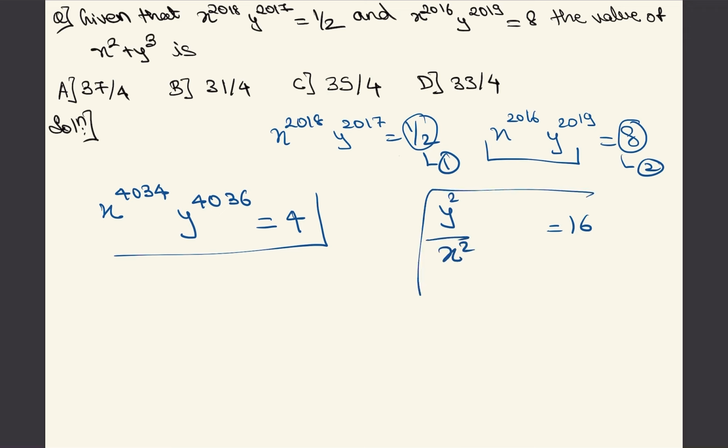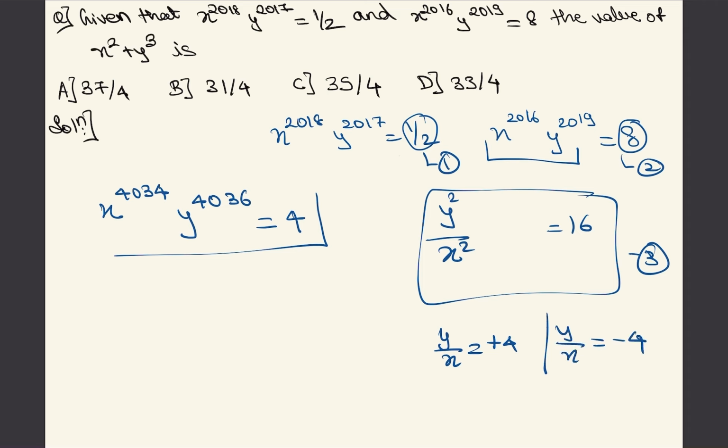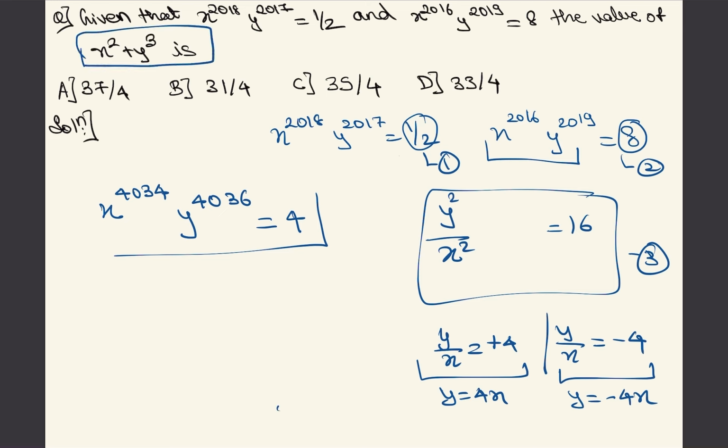Let's take this as equation number 3 and resolve it further. So y by x becomes plus 4, and y by x becomes minus 4 as well, because I hope you remember that whenever a square is equal to some number n, then a is either plus root n or minus root n. So we'll keep these values together for a while. If this is the case, y becomes 4x, and if this is the case, y becomes minus 4x. What we need to find out is the value of x square plus y cube.